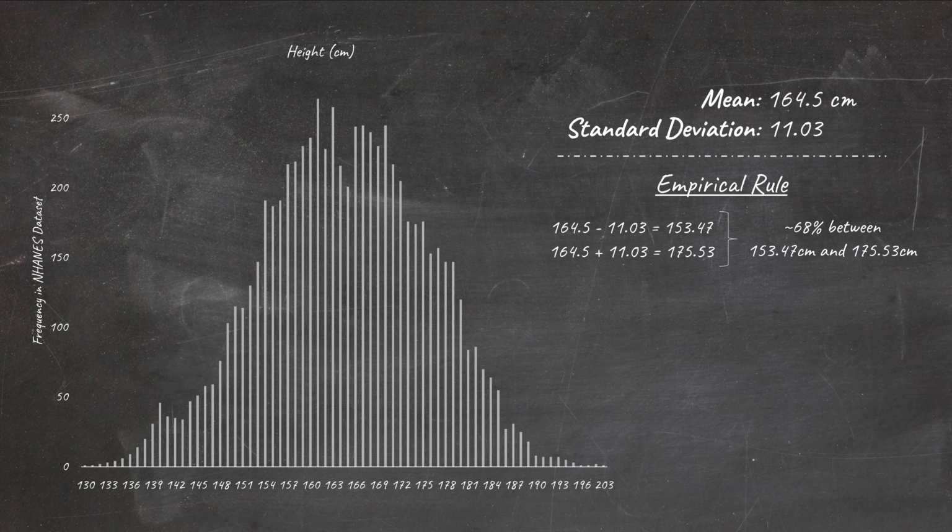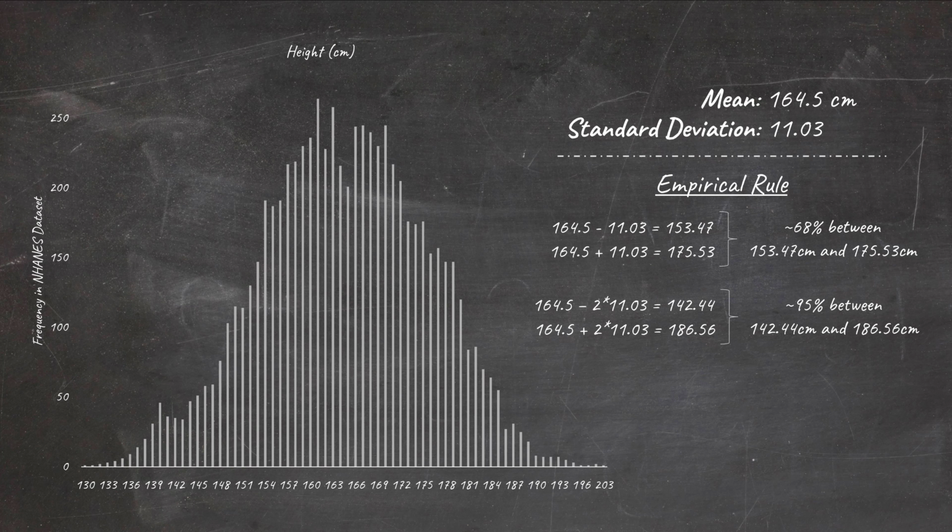So this gives us an understanding of what is a normal height in the population of people. If this sample is representative of the population, then this is a normal height within that population. And then we could go 2 standard deviations away. So now it's 164.5 minus 2 times 11.03. That's 2 standard deviations below the mean and 2 standard deviations above the mean. And now we know where the vast majority of people are. About 95% of people will be between 142.44 centimeters and 186.56 centimeters tall.